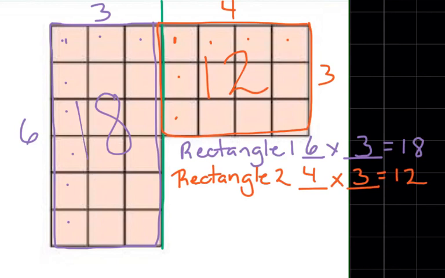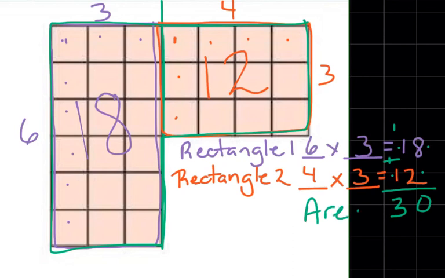But what we need to know is the area of the entire shape, the entire figure, which is why we have to add the 18 plus the 12, and then we will know. 8 plus 2 is 10. We're going to regroup that 1 up here, and we have 10, 20, 30. So the area of this entire figure is 30 square units.